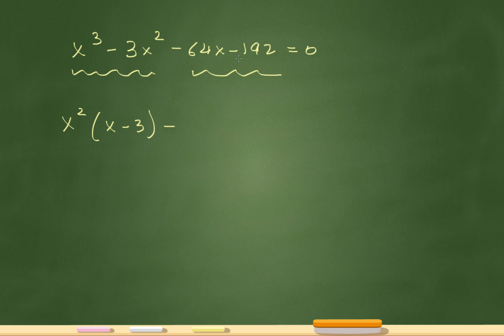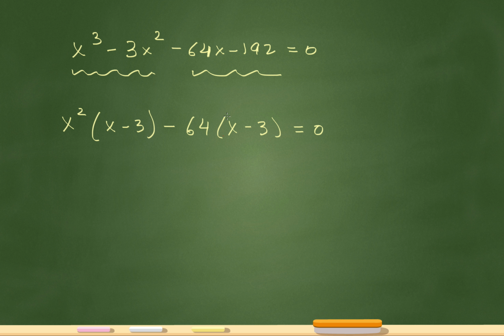And then from here, the reason I said this problem will be in the no calculator section is to keep in mind that 64 and 192 will more than likely work out nicely as far as being factorable. So 64 actually goes into 192. 64 times 3 is 192. So from here, I can pull out a 64, and this will be x minus 3 equals 0.